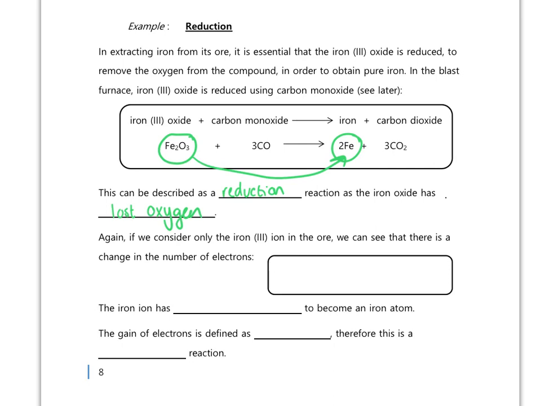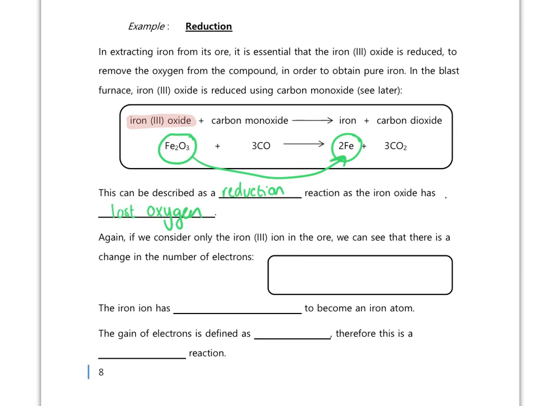However, if we consider only the iron ion within the ore, forgetting about the oxide part of it, we can see that there's a change in the number of electrons as well. So what we need to do is write a half equation in terms of iron. And what we need to go back to is remembering, is it an atom? Is it an ion? How can we tell that? So let's highlight the things in our equation that have iron in them. On the left hand side we have iron oxide.